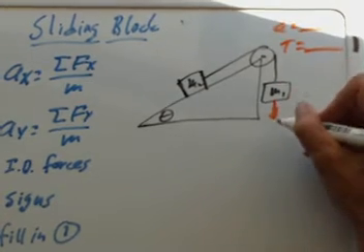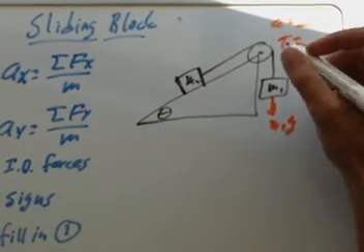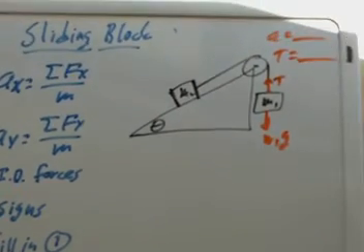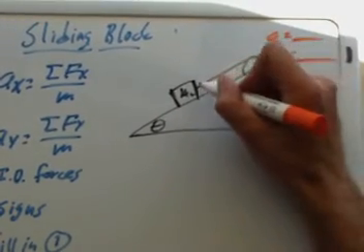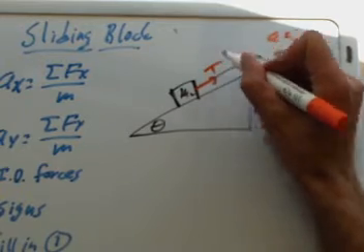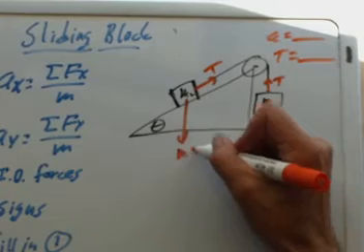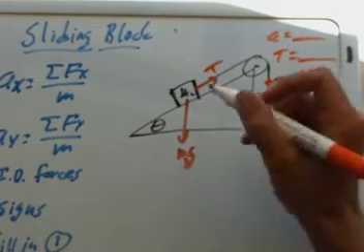Okay? On M1, I see an M1G down, that's its weight, and I see a rope pulling up on it. Ropes always pull away from the points of contact, so there's a couple forces right there. On M2 here, I definitely see a tension pulling back up, pulls away from the point of contact. I see some gravity down like that, would be an M2G.